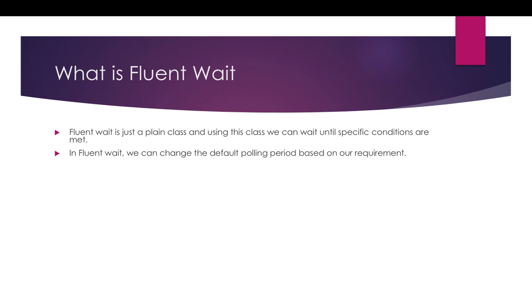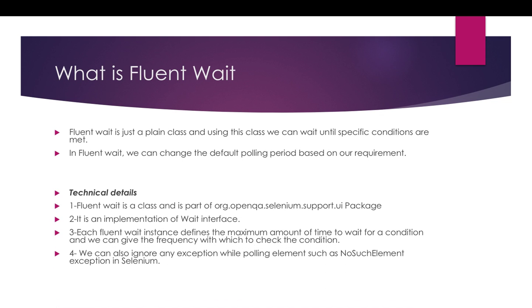In FluentWait, we can change the default polling period based on our requirements. By default, for explicit wait and implicit wait, the default polling time is 250 milliseconds. If you want to change this polling period, like say 1 second, 5 seconds, 10 seconds, 30 seconds, you can change it. But by default, 250 milliseconds is the polling period. You might get this question in interviews: what is the default timeout for wait? It's 250 milliseconds.